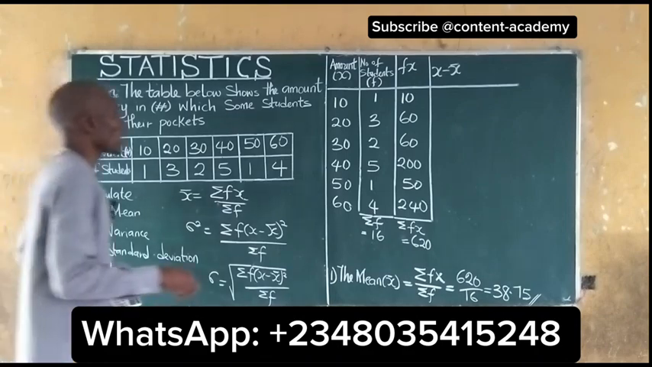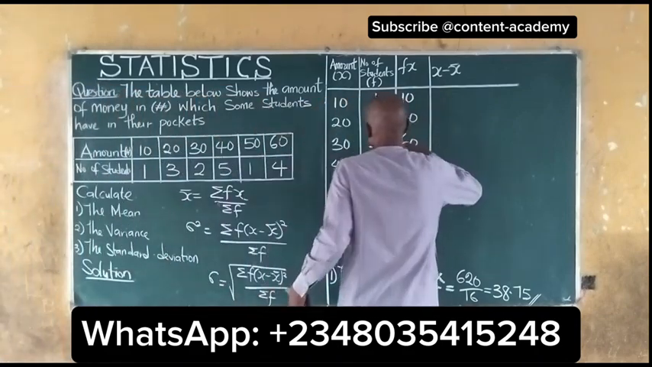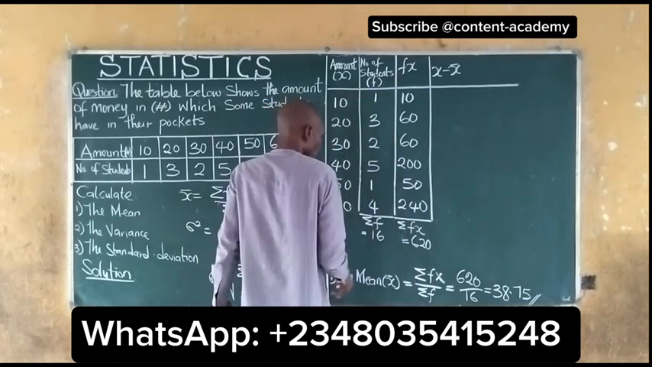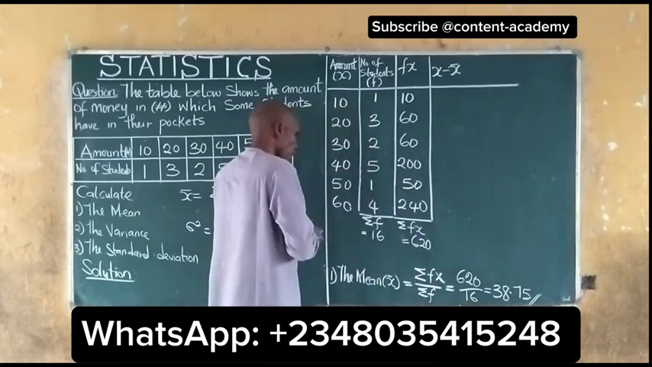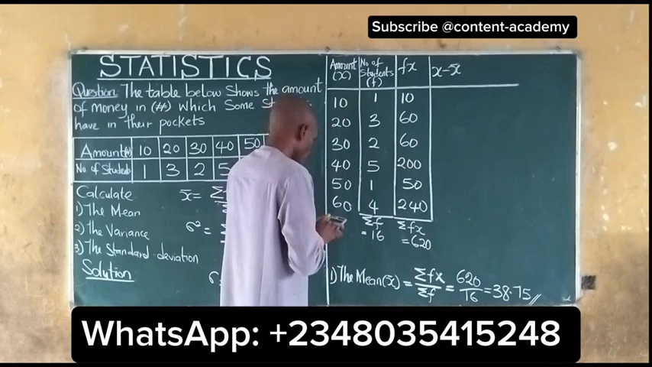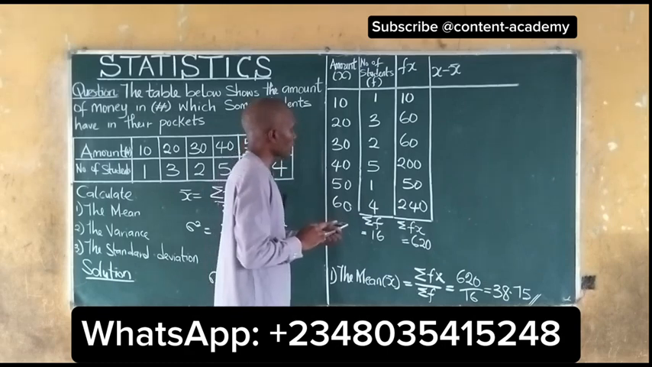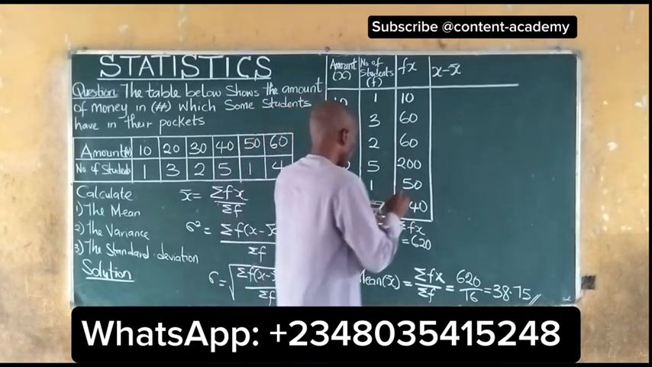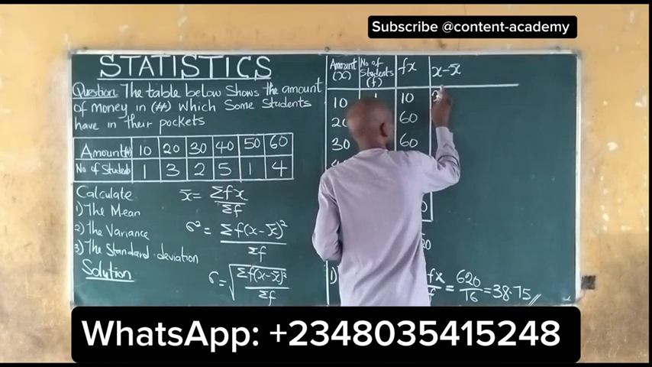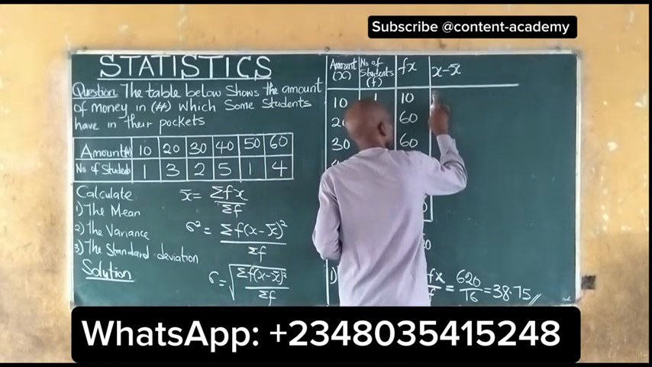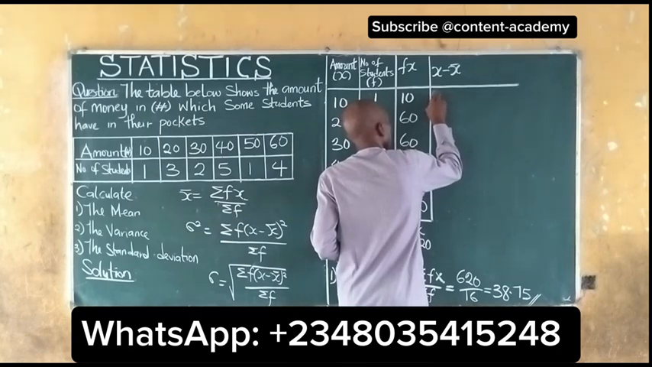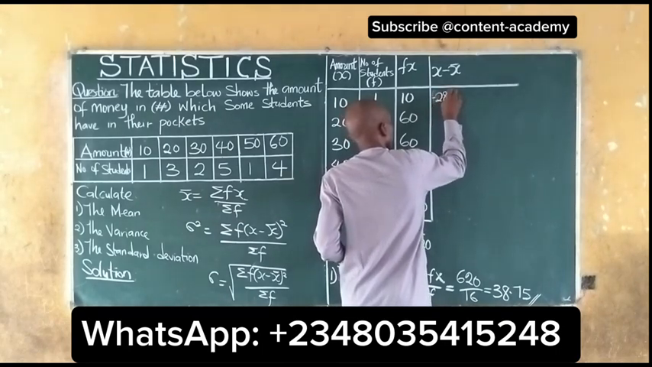Now, how do we calculate for x minus x bar? It means all the values for x minus what we have as our mean. So 10 minus 38.75, we have negative 28.75.